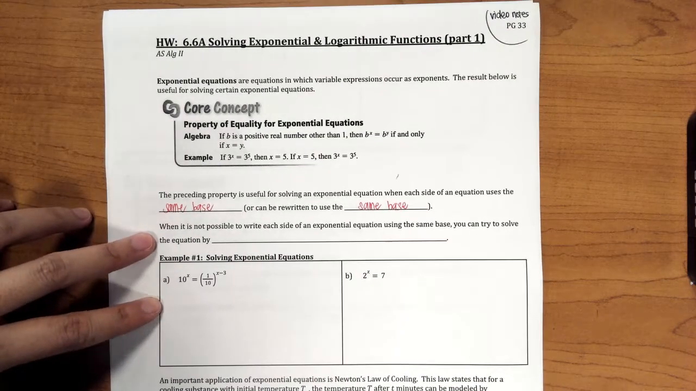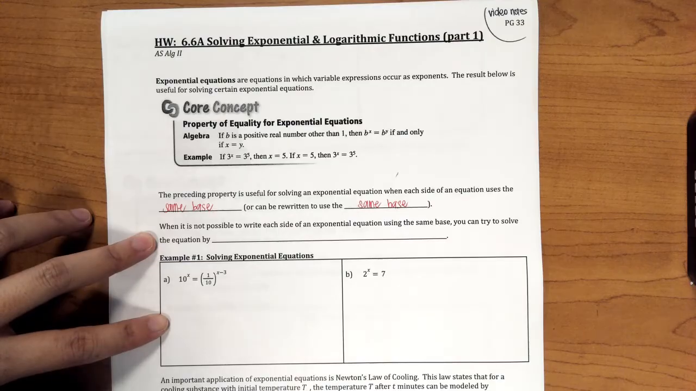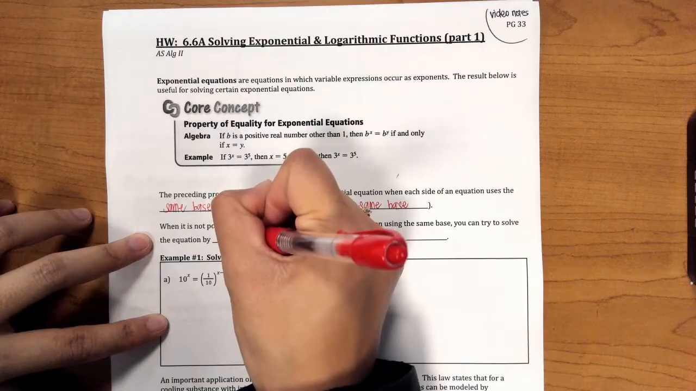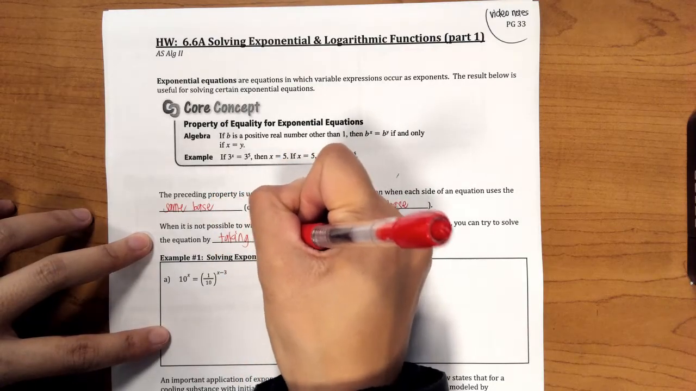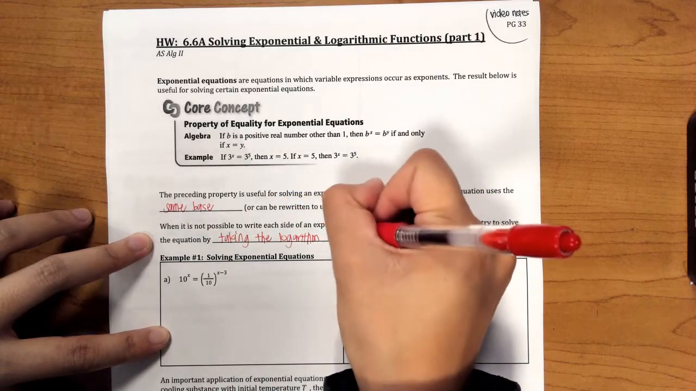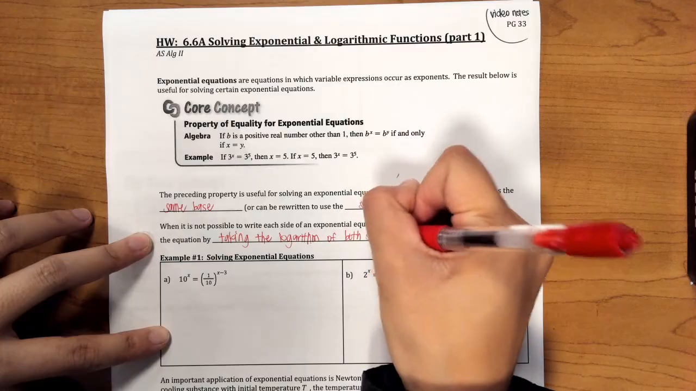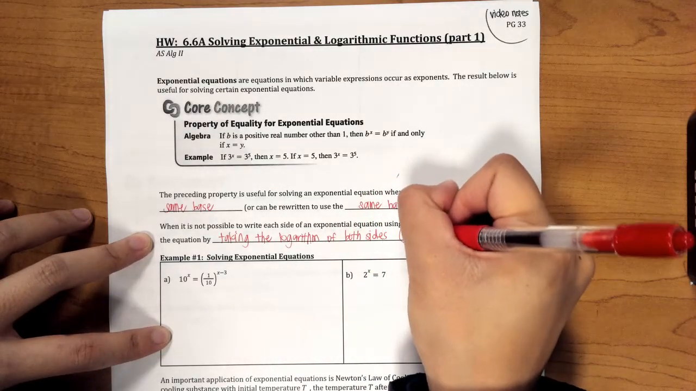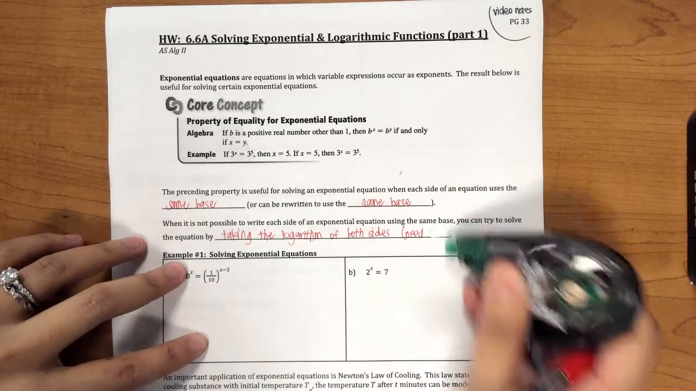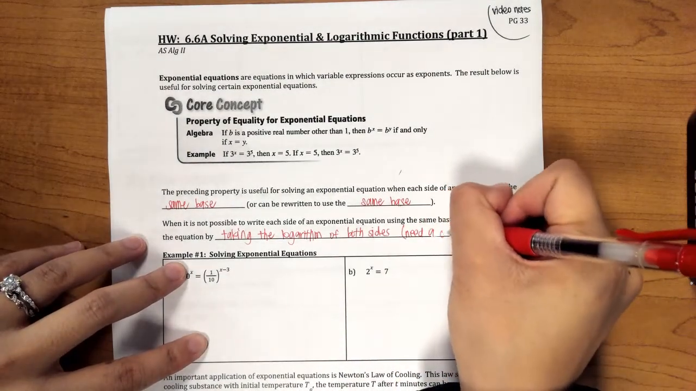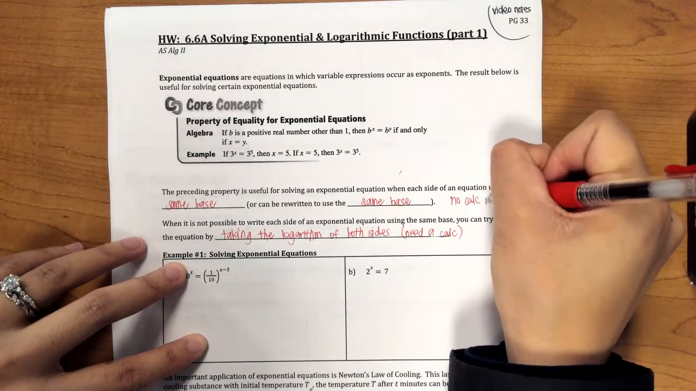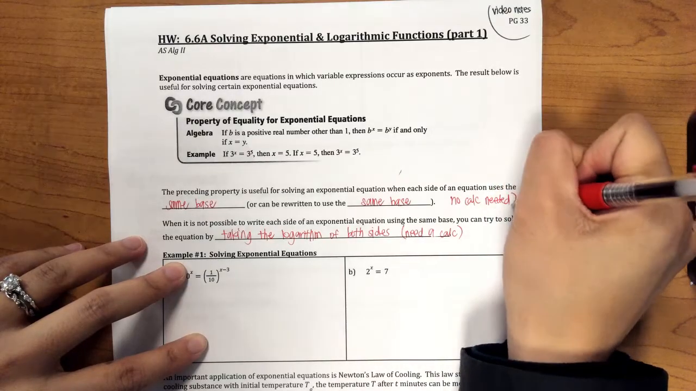When it's not possible to write each side of an exponential equation using the same base, then you can try to solve the equation by taking the logarithm of each side. Both sides. But for this you need a calculator. For this one we don't need a calculator. I'll show you an example of each of these below.